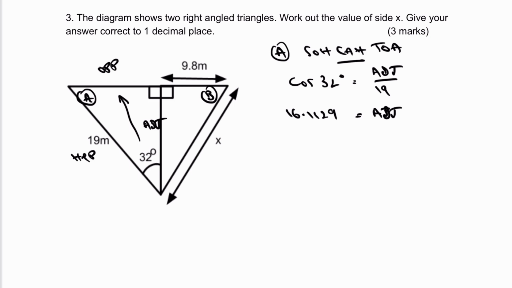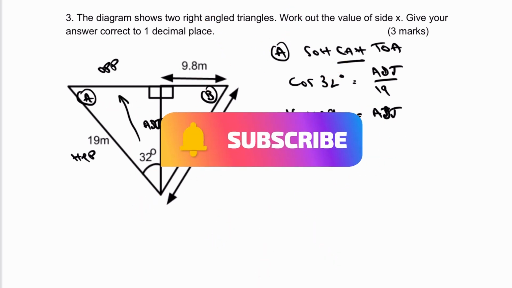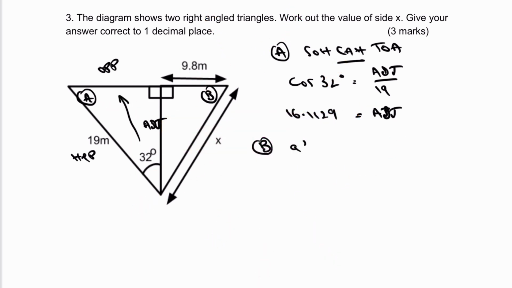I've worked out the adjacent, or if you like, side B, and I also know that side C is going to be 9.8. So therefore I can just write for triangle B that a squared equals b squared plus c squared, okay, and therefore B, now rather than writing in 16.1129 squared, I could actually just use my calculator. I can use answer squared.